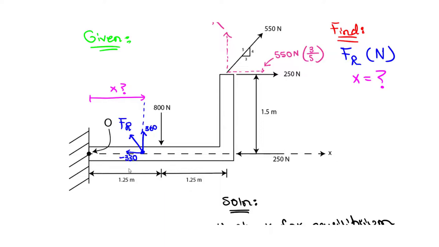Let's do these forces. So this one actually causes no moment, right? This negative 330, the one in the X, the line of action hits point O. There's no perpendicular distance for it to actually produce a moment. So this one is actually eliminated. But we know this one does cause a moment, right? The 360 in the Y.